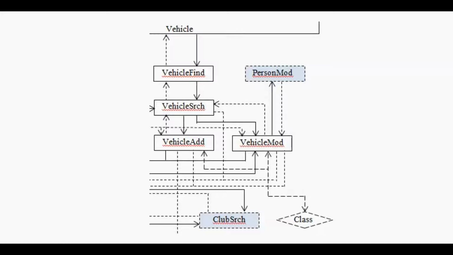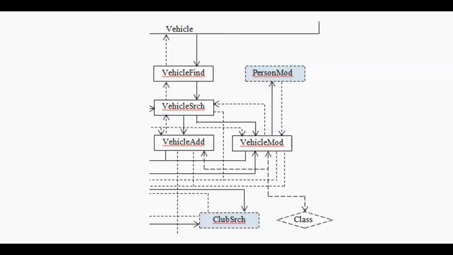Following on from vehicle search are the vehicle add, and vehicle mod programs. Both are connected to a decision symbol labeled class. This brings us to consideration of the way in which Enigma handles business rules.